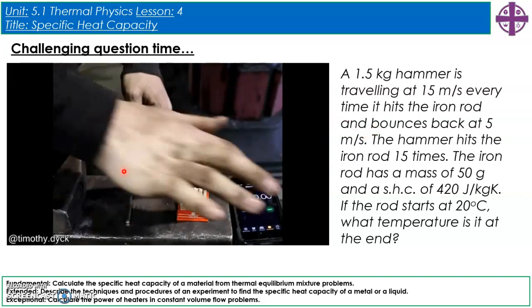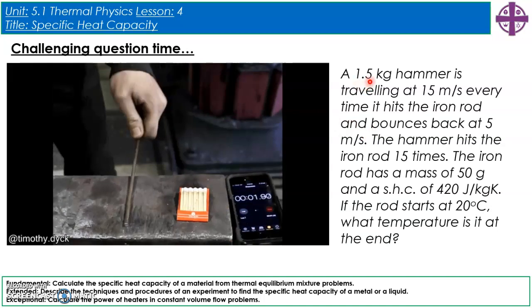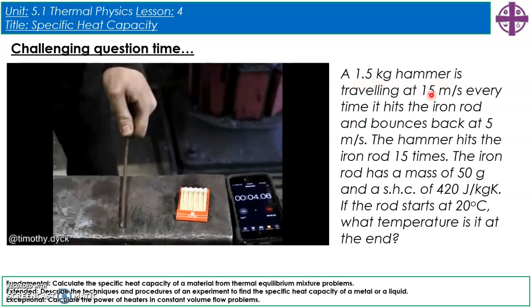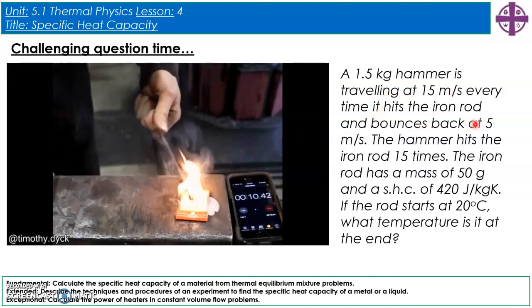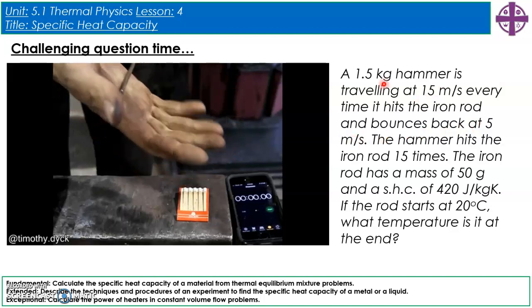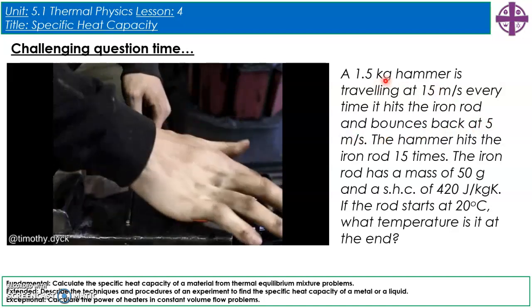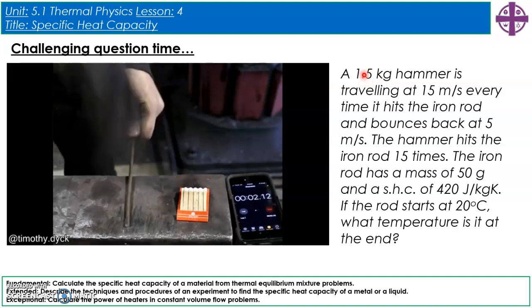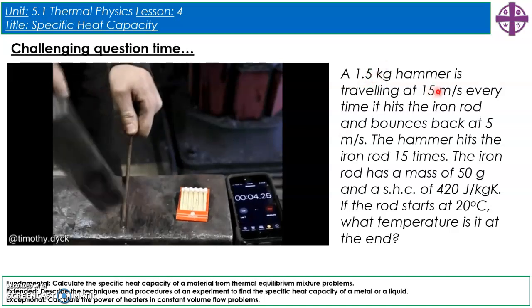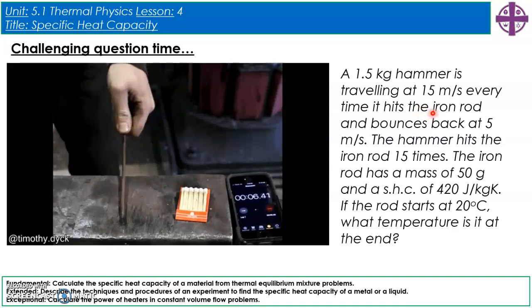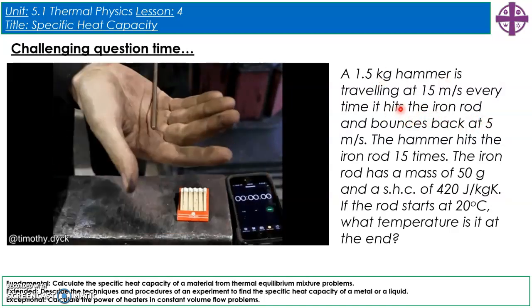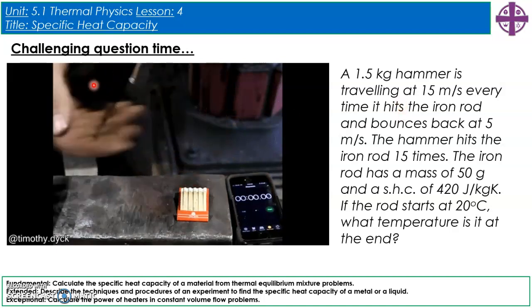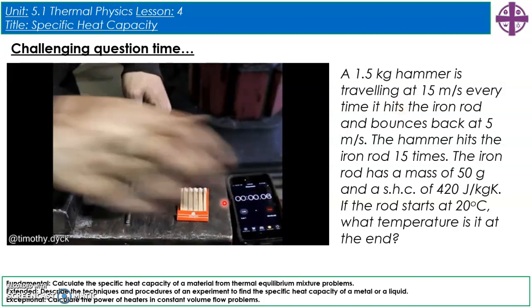So if we read this now, I've got a 1.5 kilogram hammer traveling at 15 meters per second every time it hits the iron rod, and after striking it, it bounces back at 5 meters per second. So you can see the hammer has lost some kinetic energy. Its kinetic energy before it hit it was a half times 1.5 times 15 squared. Its kinetic energy after it hit it was a half times 1.5 times 5 squared. So work out the change in kinetic energy. That will be the thermal energy it gives to the rod on each collision.